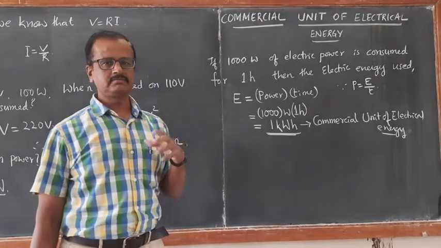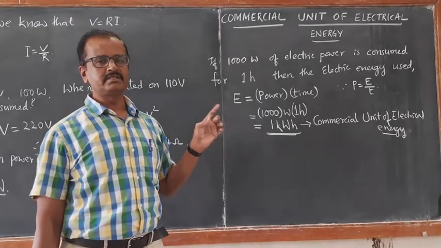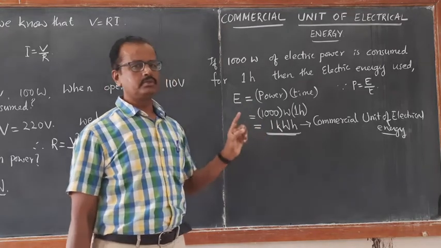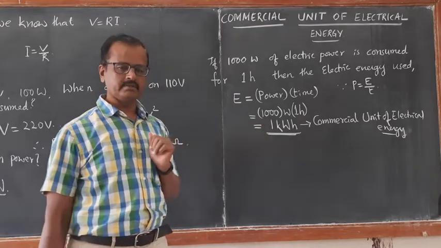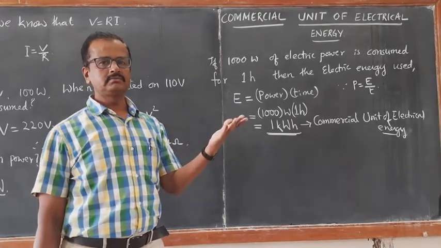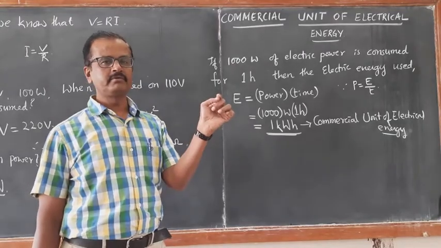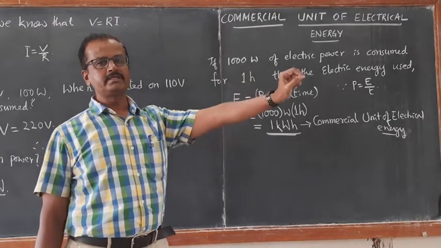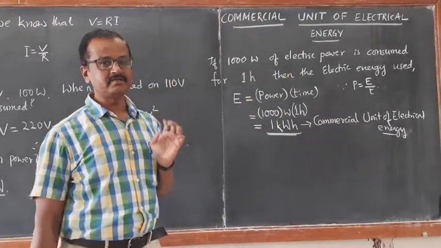A multiple choice question will be asked: the commercial unit of electric energy is kilowatt hour or joule, some other units will be given. So you have to identify it is kilowatt hour, or it will be asked in the reverse manner: kilowatt hour is the unit of, and the options will be power, energy, voltage, current. So the correct option is energy, not the power.